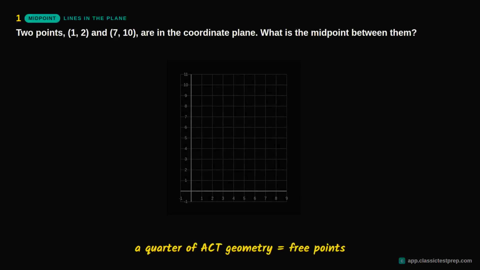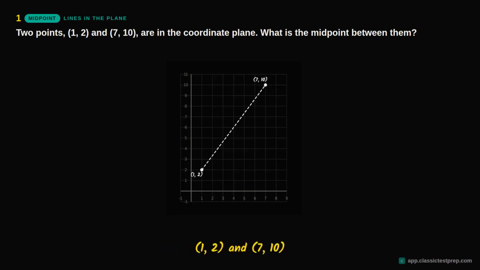Coordinate geometry questions should be free points on the ACT, and we're going to show you why. If you get asked to find the midpoint of 2 points in the coordinate plane, you might freak out and think, well, I don't remember the formula, but it's so easy. So 2 points, (1, 2) and (7, 10), are in the coordinate plane. What is the midpoint between them? You literally just find the point between the x and y values.